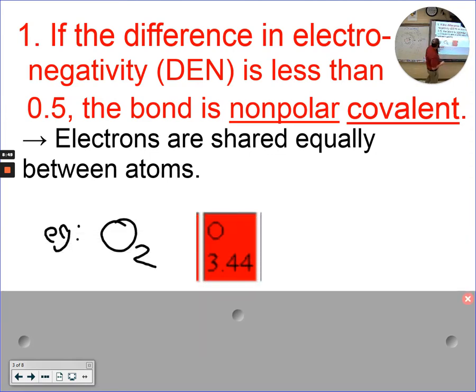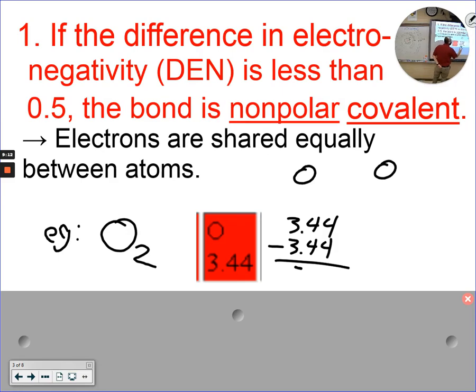Okay? Look at the O2 molecule. Okay? So if I've got 2 atoms of oxygen, okay, here's an oxygen, here's an oxygen. Each one has an electronegativity, according to that table, of 3.44. Well, when I find the difference, it's 3.44 minus 3.44. Hard math, what's the answer? 0, right? Is 0 less than 0.5? Yes, it is. Okay? 0 is nothing, right? So any electrons that are in a bond between these 2 are going to be shared evenly, and the molecule is going to be what's called nonpolar covalent.